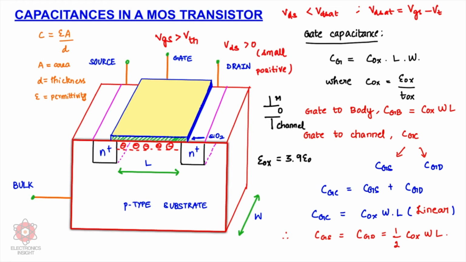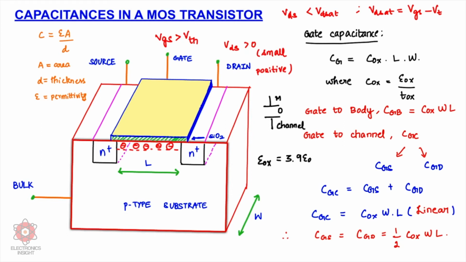We know that it is Cox into WL, and this channel is formed only when we apply VGS greater than VTH and VDS greater than 0, and only in the linear region we have this channel formation. Unless the linear region is formed, this gate to channel capacitance will remain 0 in the cutoff region, wherein we don't have any formation of channel. So that we will see separately in the next slide.